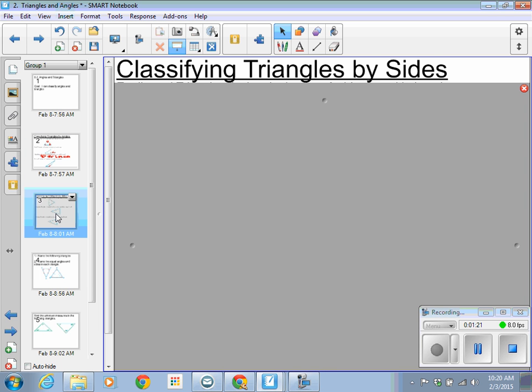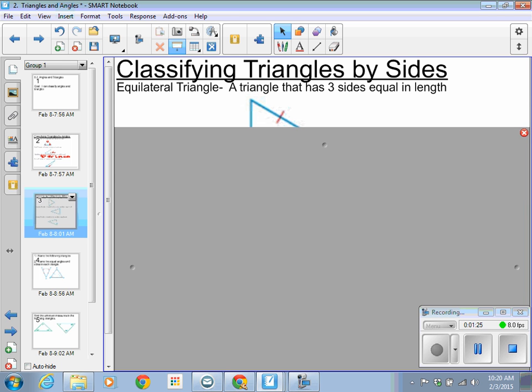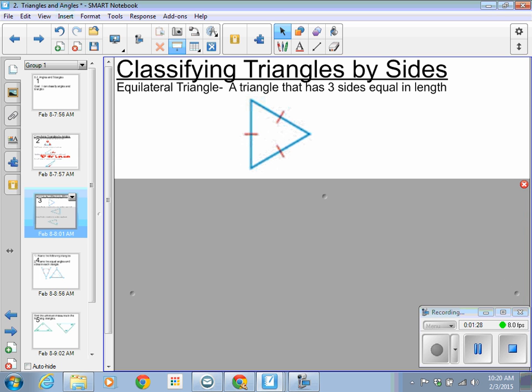So we can classify by sides as well. That was angles. This is by sides. We have an equilateral triangle. The triangle has three sides equal in length. We know they're equal because of these tick marks. They're all the same. That tells us the lengths are the same.